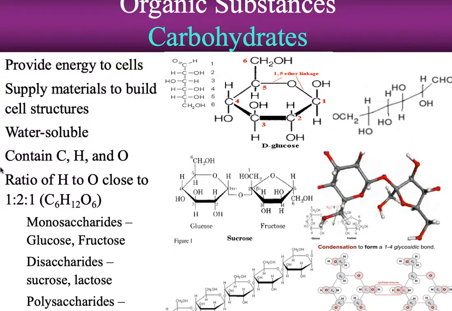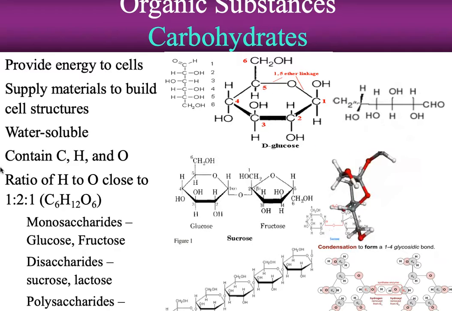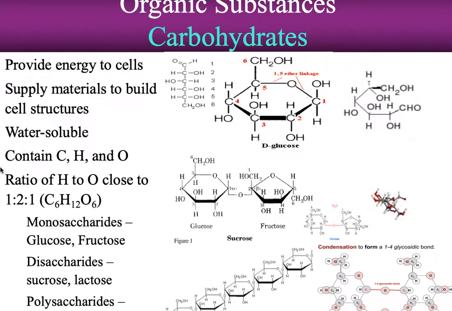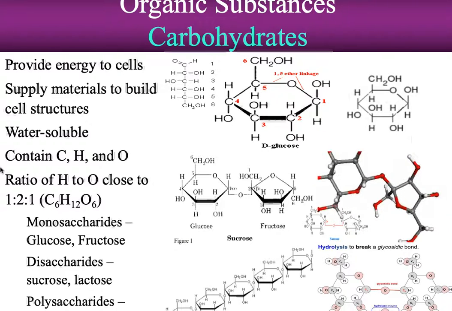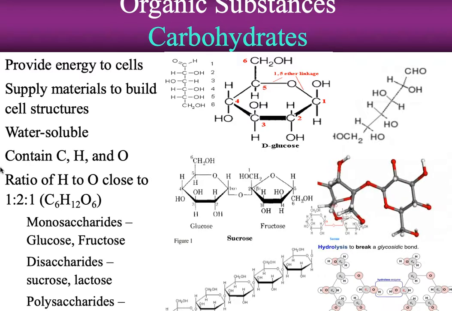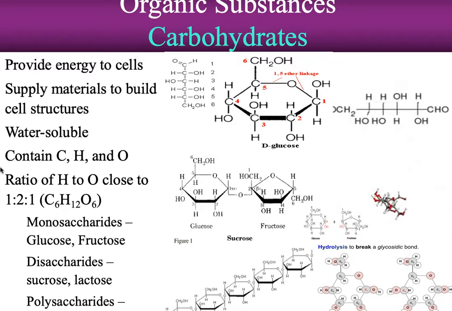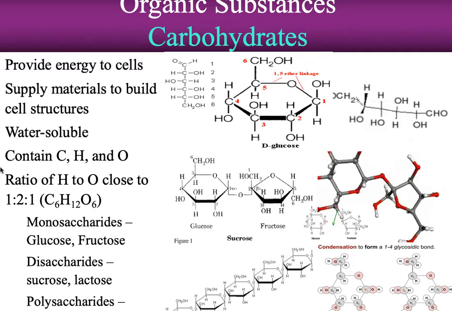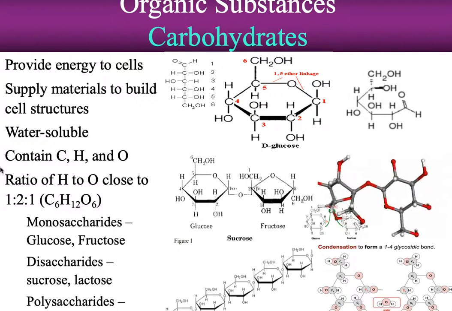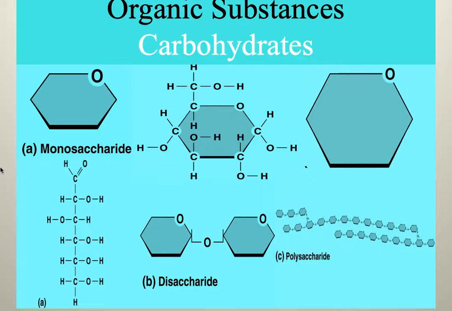The building block of carbohydrates are monosaccharides. That is a single sugar unit. They can sometimes connect together to form disaccharides. That's 2 rings, or polysaccharides. That's 3 or more rings. The ultimate polysaccharides would be things like glycogen, which animals use for energy, and starch and cellulose, which plants use for structure and for energy. There's an example of a monosaccharide. You can see a disaccharide as well, and then the polysaccharide on the bottom right corner.